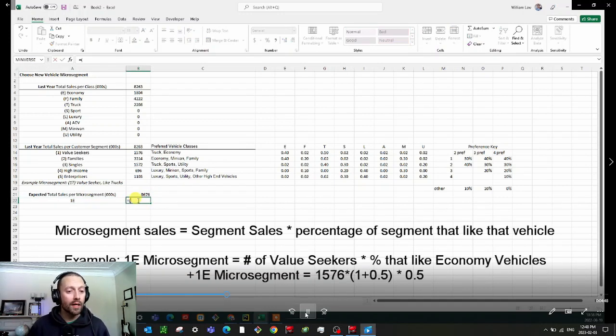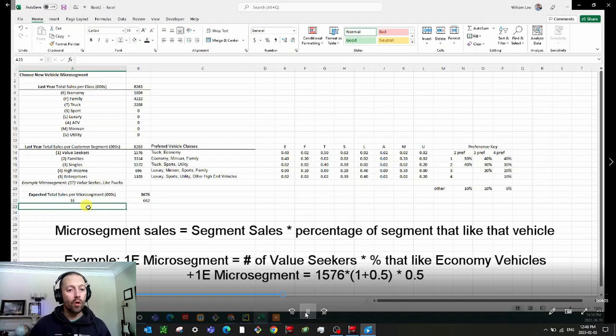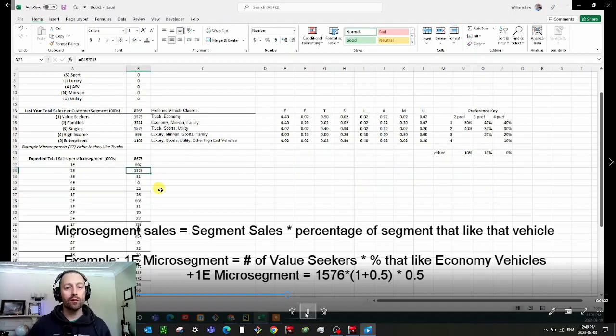Now we have to look at each microsegment. Microsegment sales are equal to the segment sales multiplied by the number of people in that microsegment that like that vehicle. So the example that we're creating here is the 1E, or value seekers that like economy vehicles. For the microsegment, you take the total number of value seekers in that segment and multiply it by the percentage that like economy vehicles of that segment. And that's from that preference key. And so that's what's going on here. We come up with some number of sales in that microsegment of the total 8670 expected sales or forecasted sales.